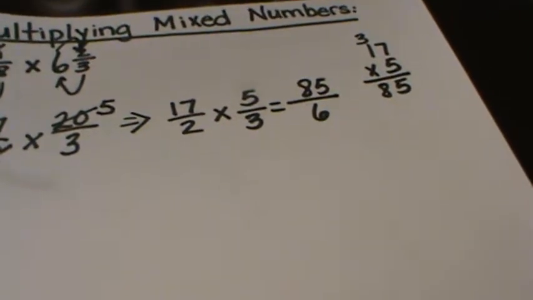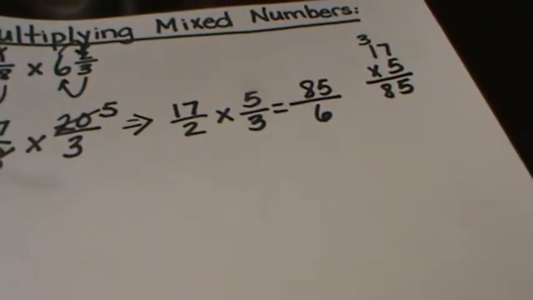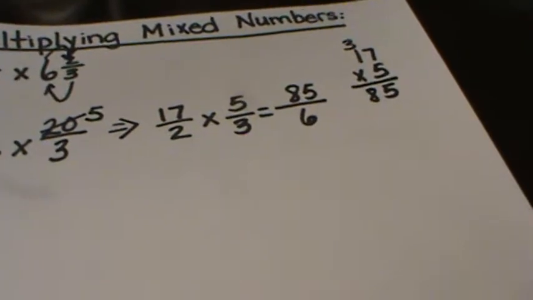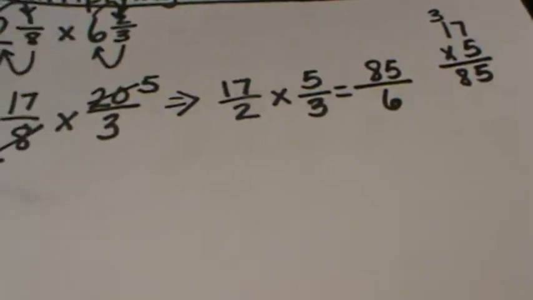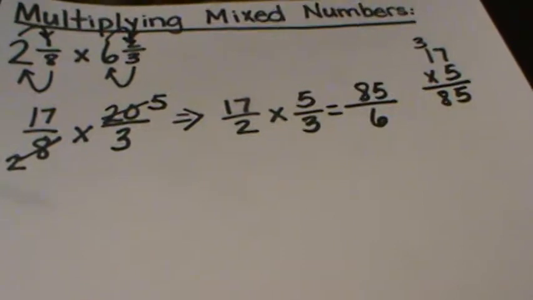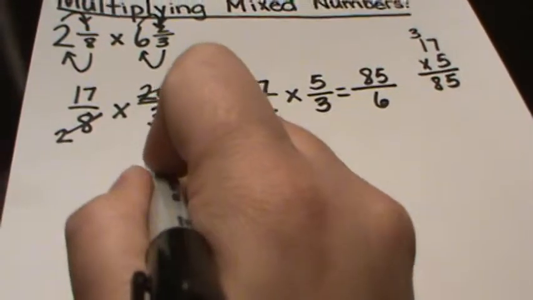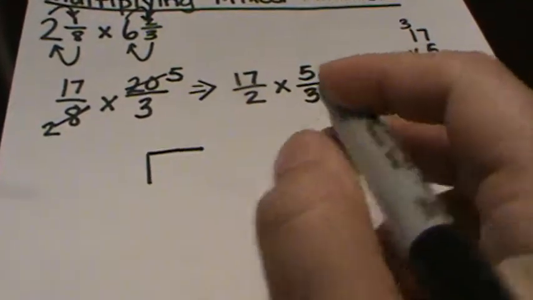Okay, well now we have an answer, but it's certainly not in simplest form. The numerator is much larger than the denominator, meaning we have an improper fraction and we now need to reduce it back into a mixed number. We do that by dividing. Now you can ask yourself, how many times can 6 go into 85? Or you can do the division.